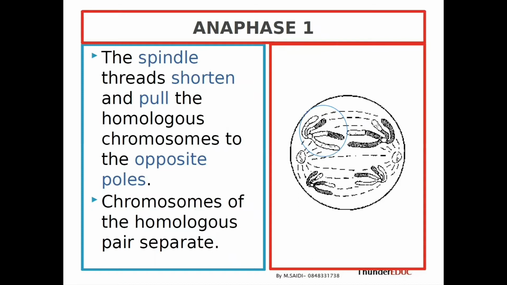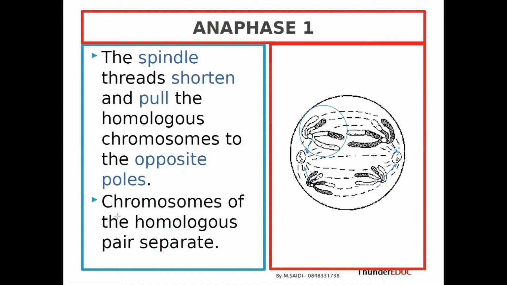Look at the chromosomes there. You can see the shape, it's like a centromere. And where is the direction of pulling going? This one is going that way, and this one is going the other way. So this is anaphase. The spindle thread shortens and pulls the homologous chromosomes to the opposite poles.